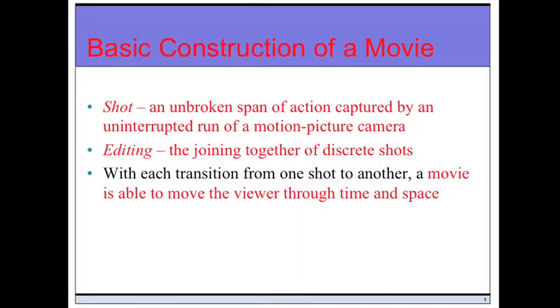You want to understand that a movie with shots and editing can move a viewer through time and space. We can be in prehistoric times and go all the way into the future. All right, so continuing our lesson before I was rudely interrupted by the intercom. Shots and editing both make a movie, and a movie moves you through time and space.